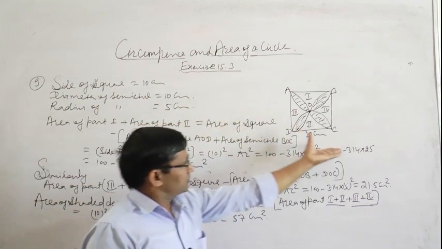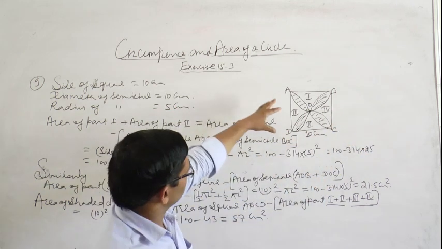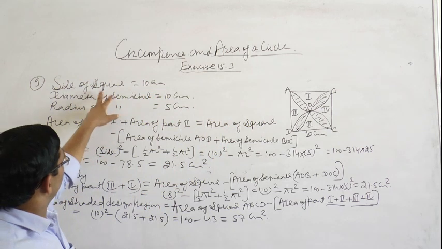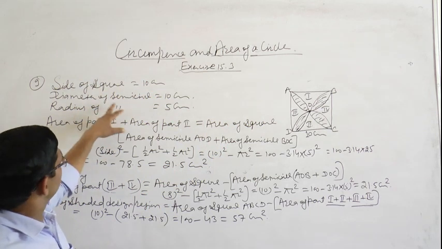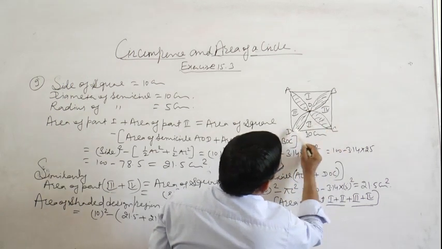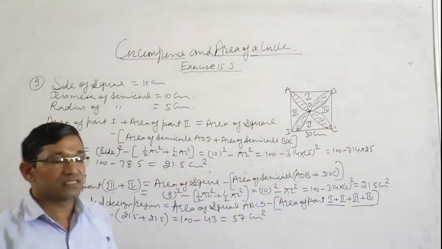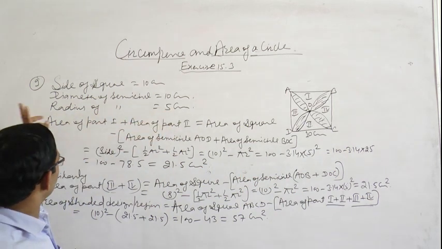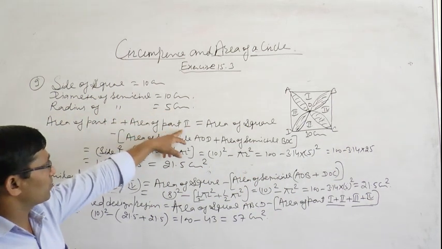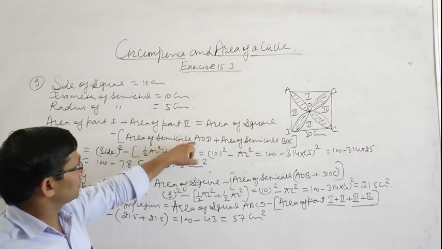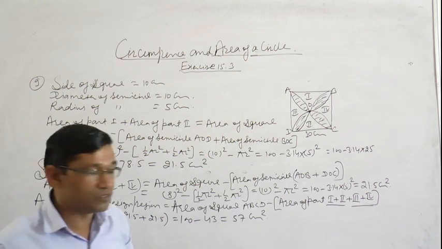So question number 9 is also an important question. In this question, side of square is given 10 centimeter. Because side of square is 10 centimeter, it means diameter of semicircle is also 10 centimeter, that is radius of semicircle is 5 centimeter. Now area of part first plus area of part second, it means area of square minus area of semicircle AOD plus area of semicircle BOC.